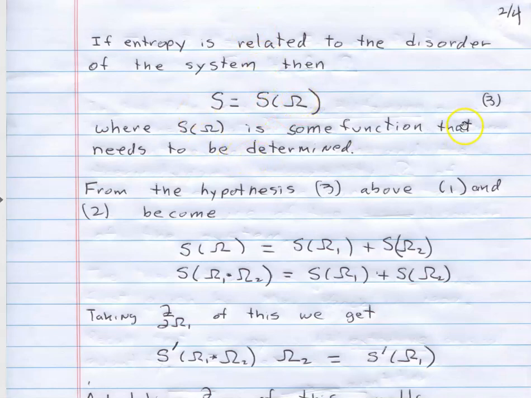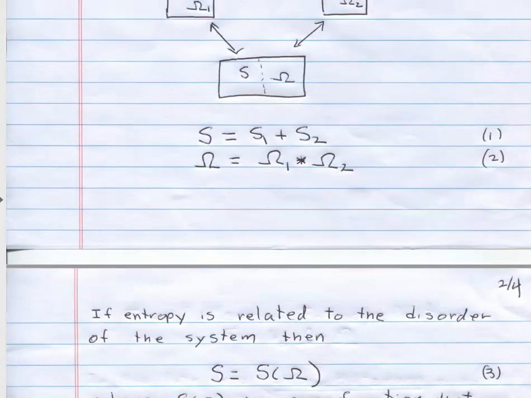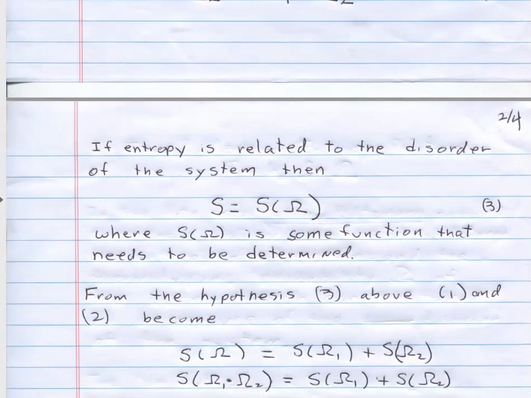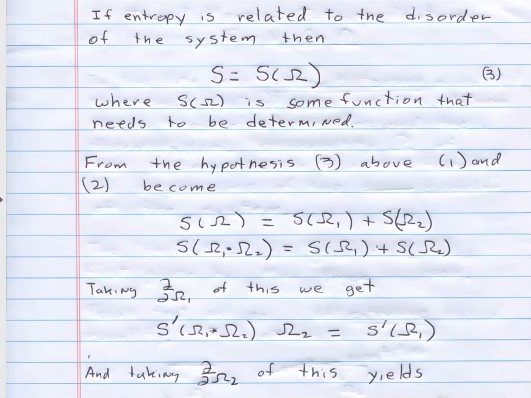From our previous results, S of omega has to be equal to S1 of omega 1 plus S2 of omega 2. That's the relationship that I have here. This function S of omega is for the combined system. S of omega 1 and S of omega 2 are S1 and S2 for the two separated systems. Omega is just the product of omega 1 times omega 2, so this can be reduced to that.